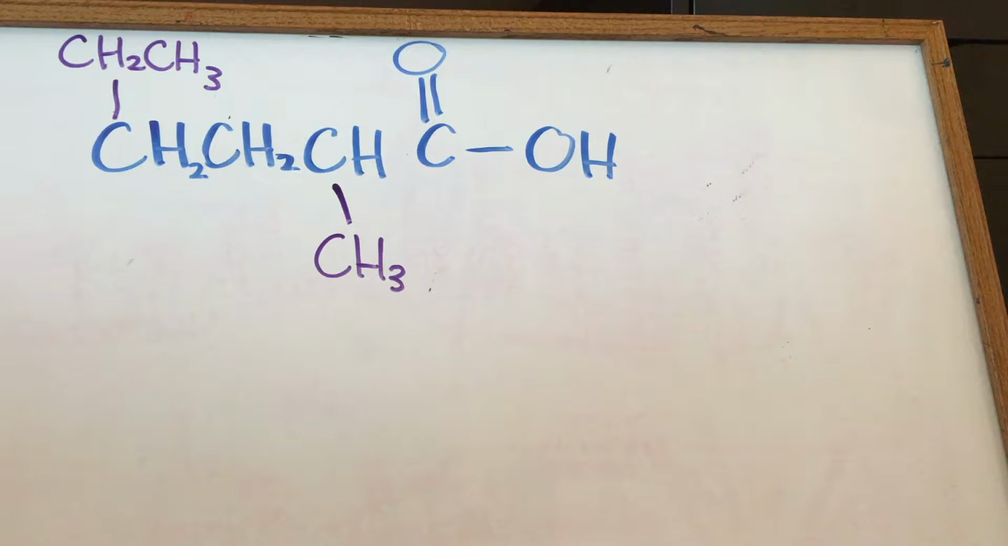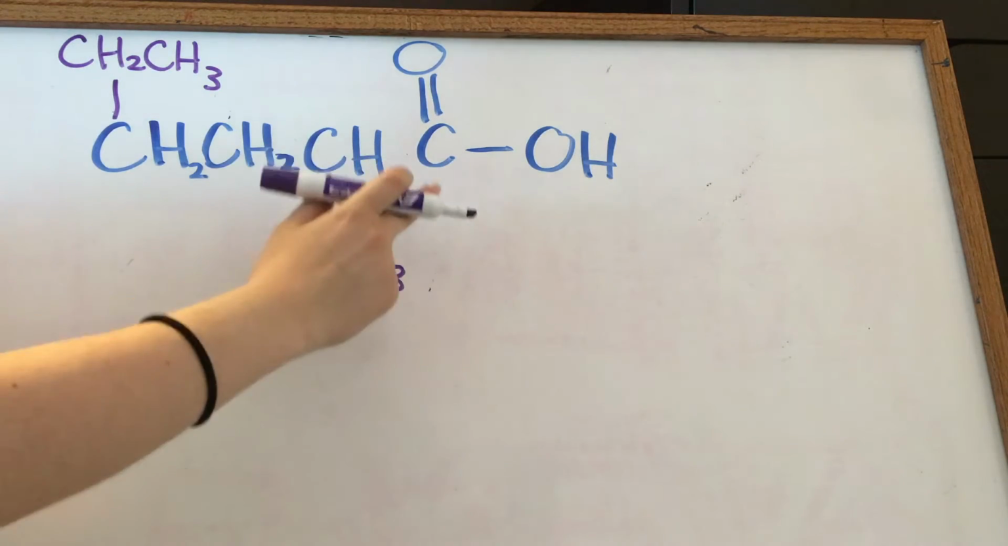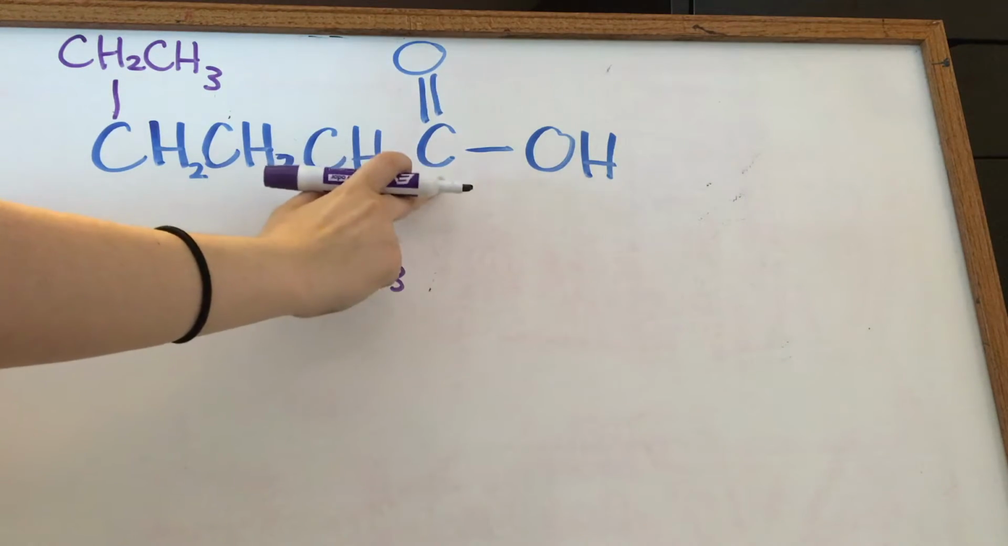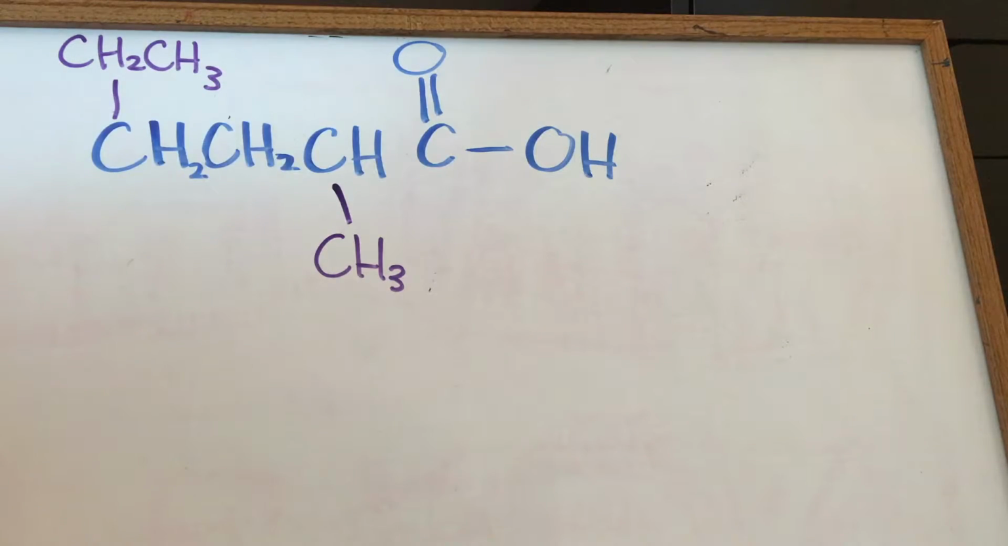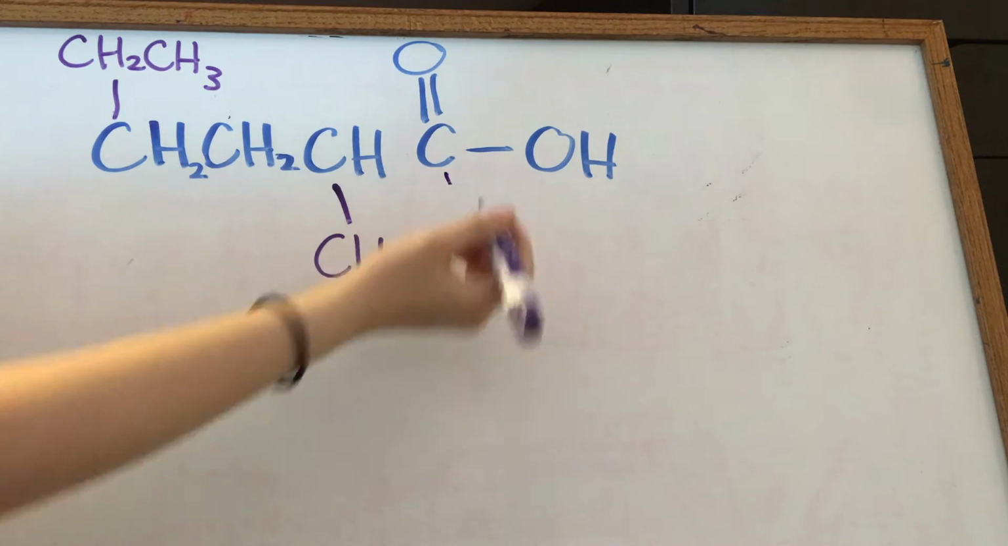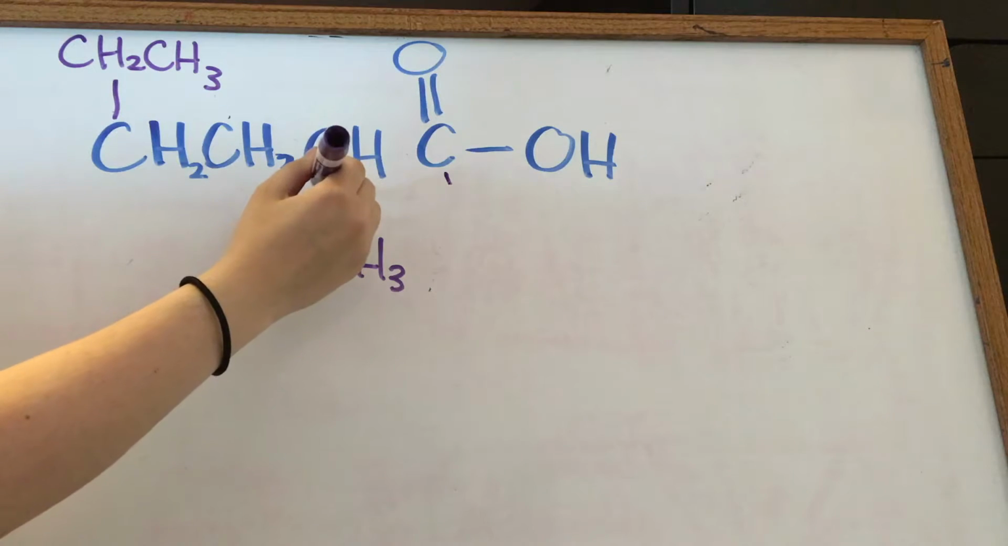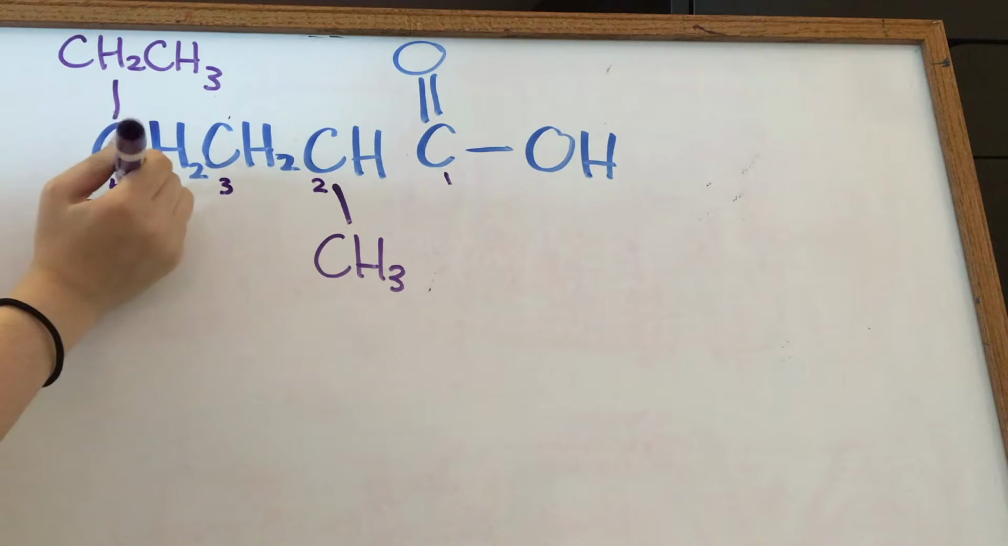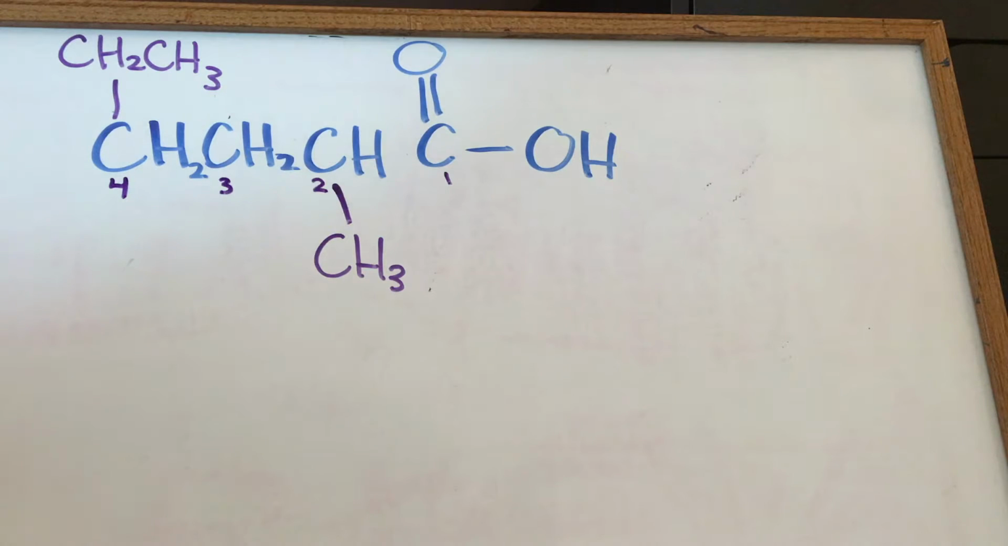Now we can move on to step 3, which is to determine the point of attachment of the alkyl groups to the parent chain. This is done by numbering the parent chain. In the case of carboxylic acids, you always begin numbering with the carbonyl carbon as number 1 and continue numbering each carbon in the parent chain from there. So as we said before, the carbonyl carbon is the carbon that is attached to the double bonded O. So if we start here, this is position number 1, this would be 2, 3, and 4. So now we have the positions of the alkyl group substituents.